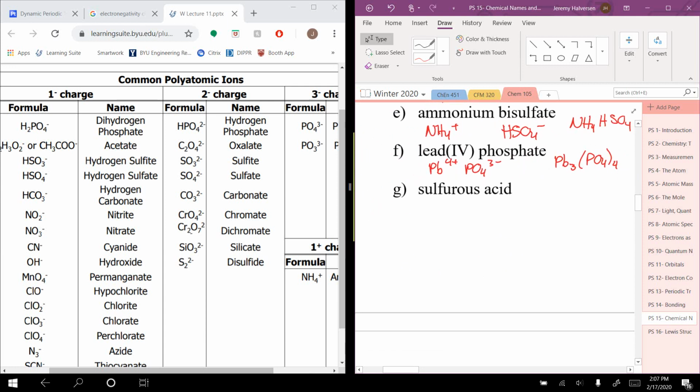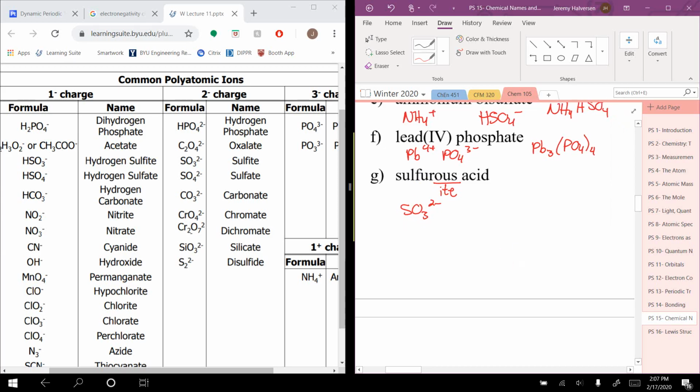Alright, sulfurous acid. So that brings us back to acid. So this is OUS, which means it should be ITE. It should be an ite if we go to us. And so sulfite is what we're looking for. And sulfite is SO3 2-. And so then we want to make it an acid. We got to replace those 2 charges with 2 hydrogens. So that would be sulfurous acid.